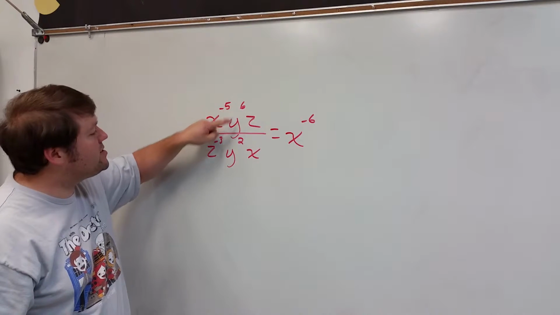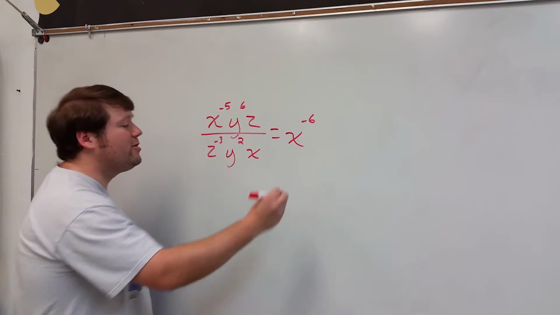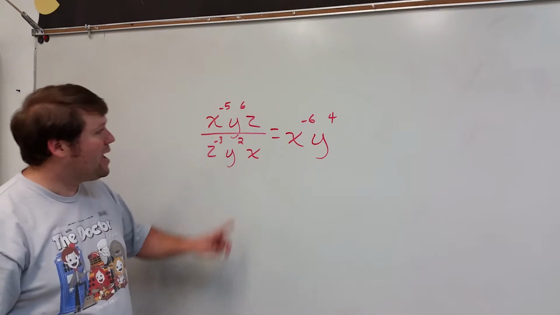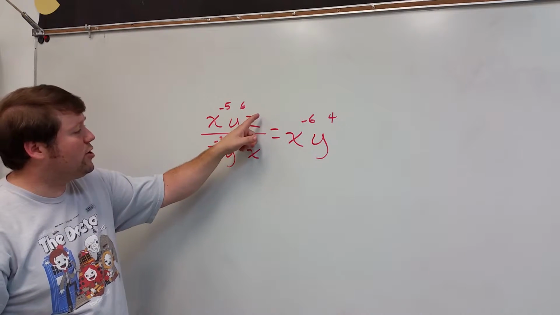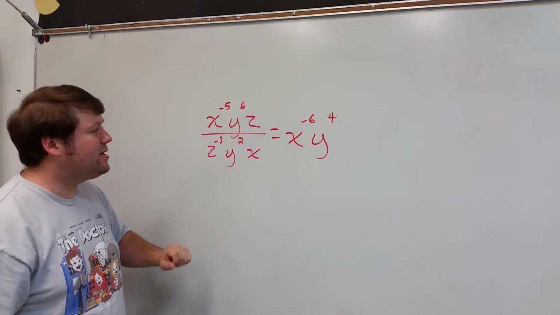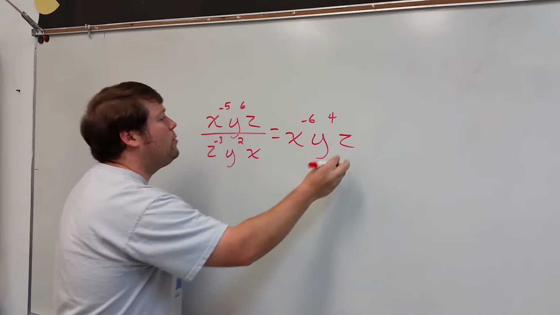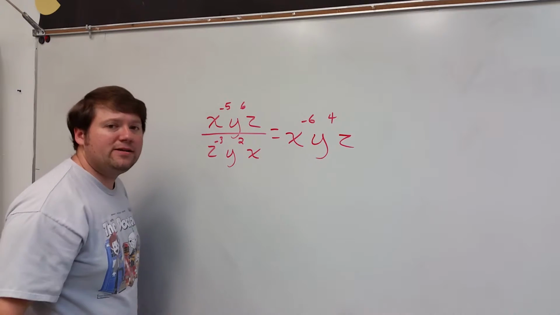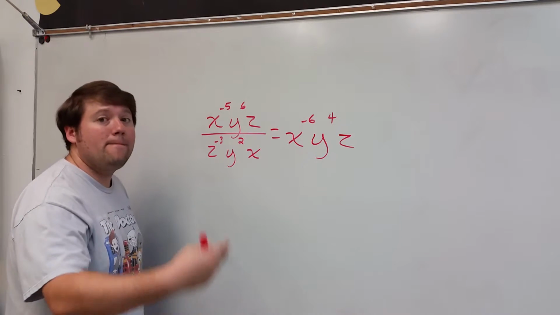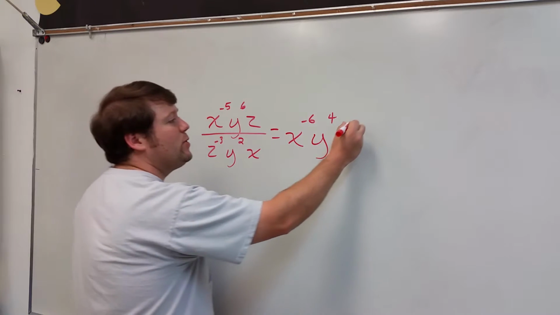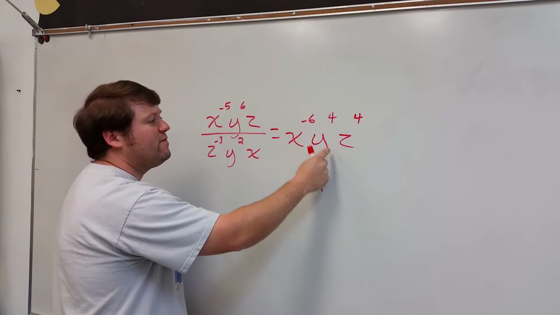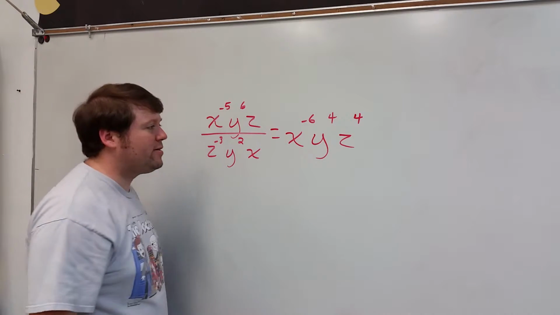We also have y to the 6th divided by y squared. If we do 6 minus 2, that gives us y to the fourth. And then we also have z to the first divided by z to the negative third. And to do that one, we're doing 1 minus negative 3. 1 minus negative 3 is actually 1 plus 3. And so we get z to the fourth. X to the negative 6, y to the fourth, z to the fourth.